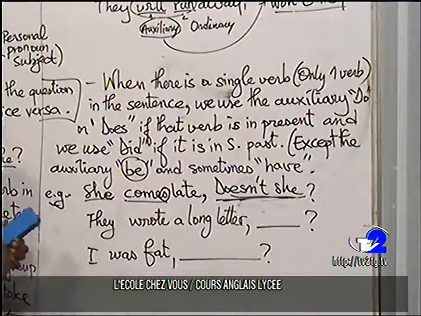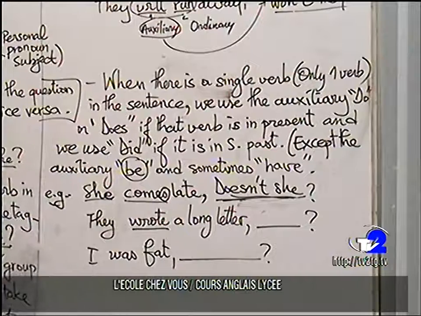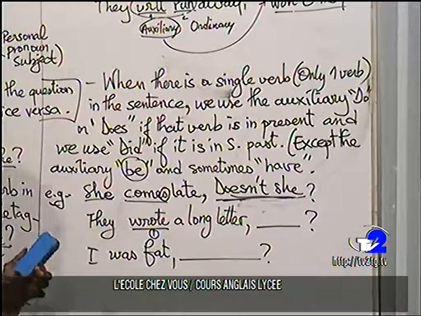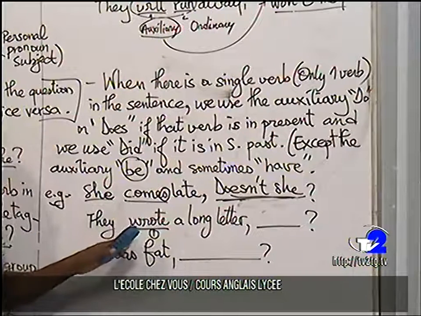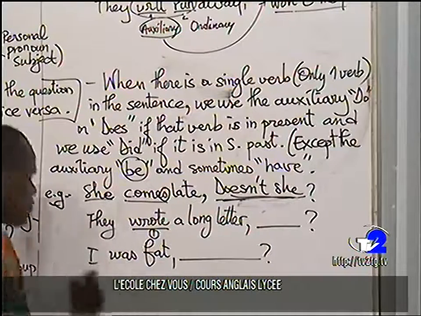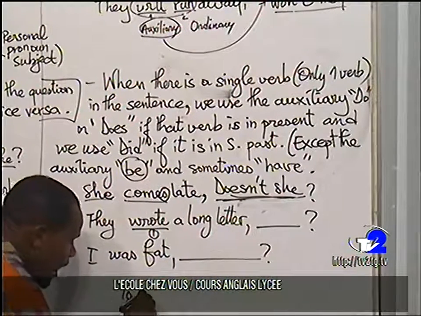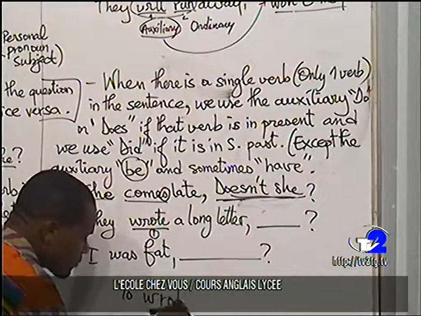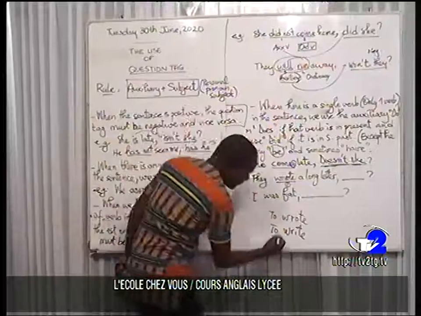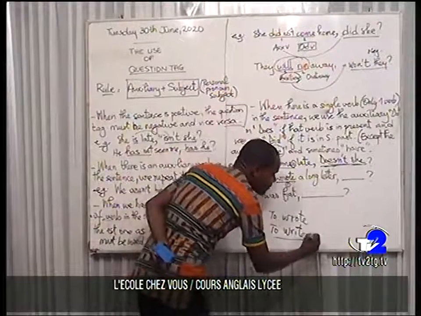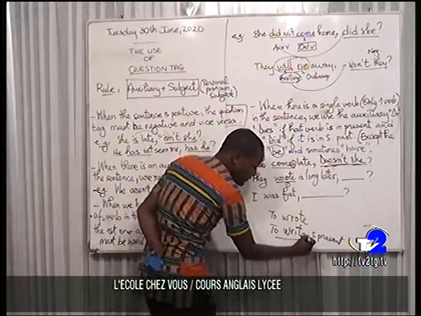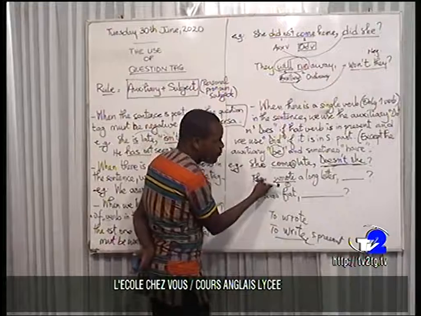Let's look at the second one. She wrote a long letter. We have only 1 verb, wrote. Now, is it in present or in simple past? There's a way to find it easily. Try to put that verb into infinitive form. Are we going to say to wrote or to write? If you say to write, it means that this verb is in simple present.